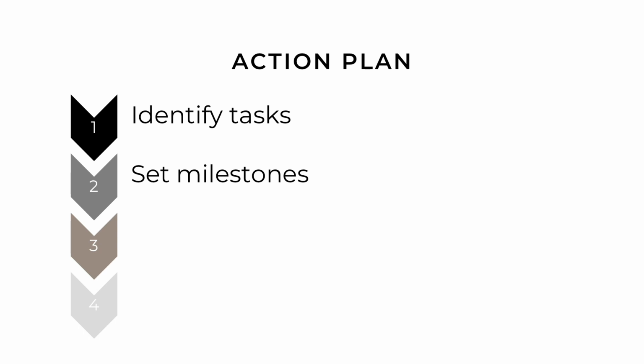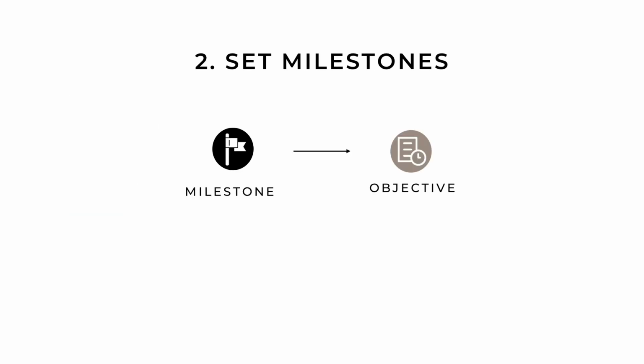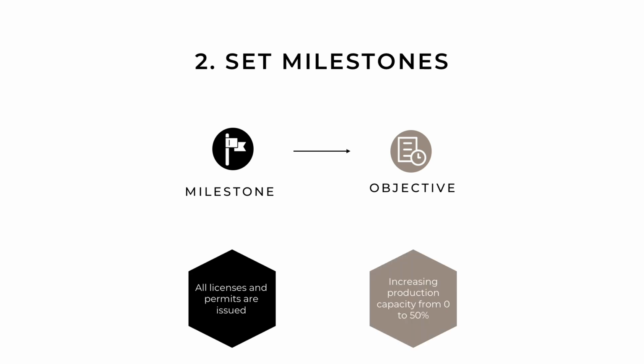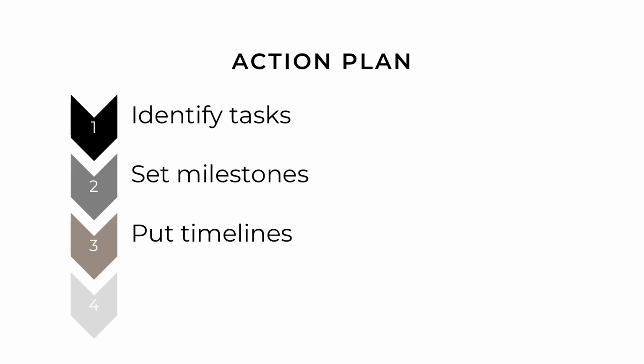Second, identify the endpoint for each activity and arrange them in a logical chronological order and set observable milestones. Milestones mark the completion of a particular activity on a specific date. For example, "all licenses and permits are issued" is a milestone showing that the new composting plant can be legally operated to achieve the objective of increasing production capacity from 0 to 50%.